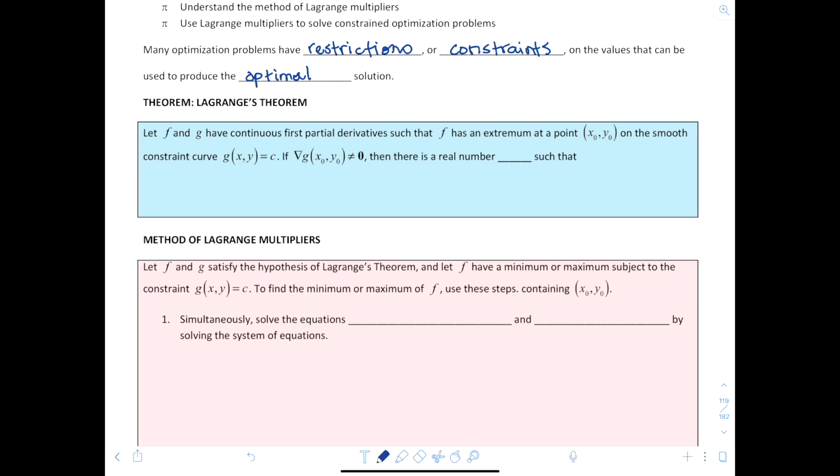Lagrange's theorem: let f and g have continuous first partial derivatives such that f has an extremum at a point (x0, y0) on the smooth constraint curve g(x, y) = c. If del g at (x0, y0) is not the zero vector, then there is a real number lambda such that del f(x, y) is equal to lambda times del g(x, y).